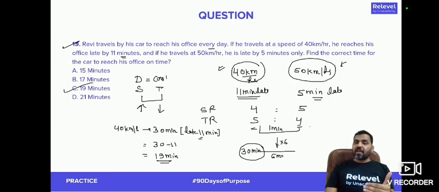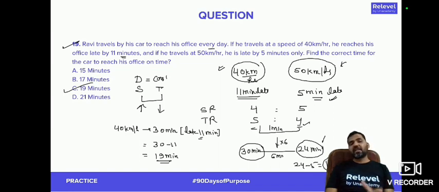You could have done it on this side also. Here it is 24 minutes, 4 into 6, 24. You are reaching office in 24 minutes and you're getting late by 5 minutes. That means the correct time is 24 minus 5, that is 19 minutes. Both sides you'll get the same answer. C would be the correct answer to the question.